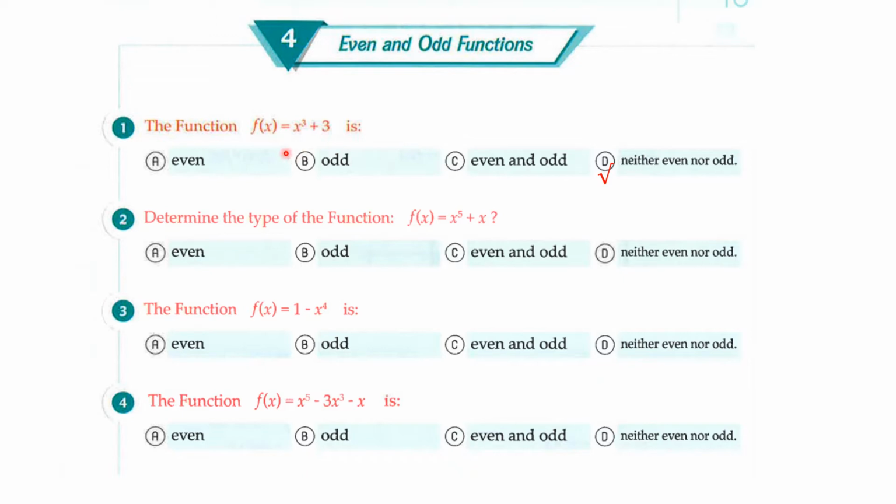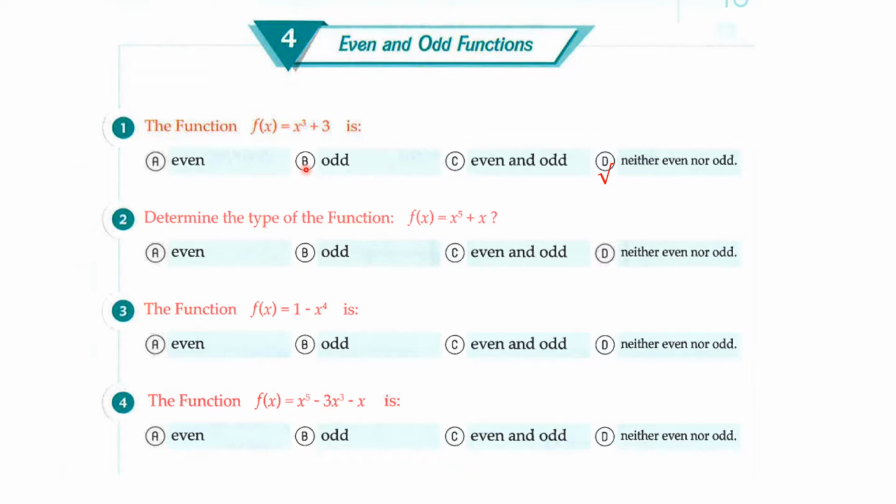Why? Because it has an odd power and a number. Whenever you see odd powers and a number, then it's neither. Whenever you see an odd power and an even power together, it's also neither. You can do the test f of negative x. You will realize that this is going to change sign and this will not change sign. So it does not follow any of the tests of even and odd.